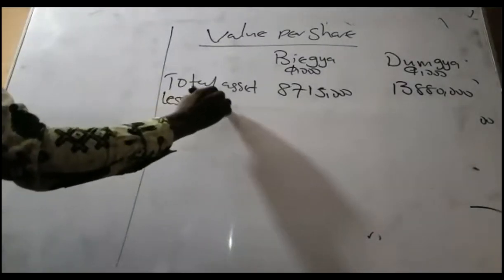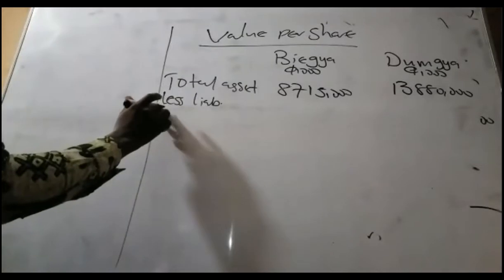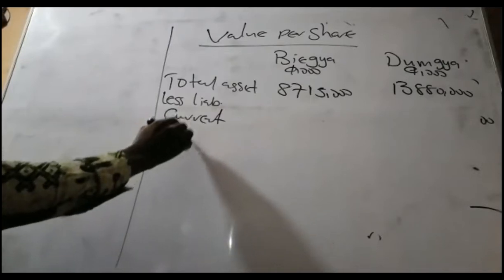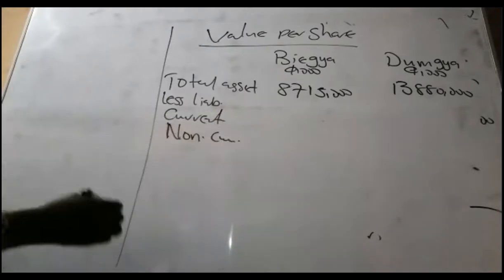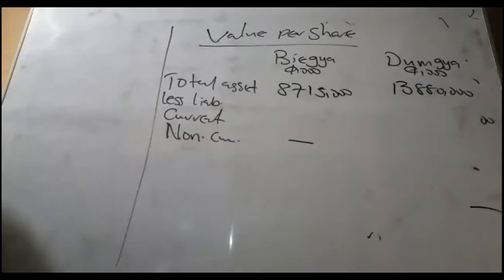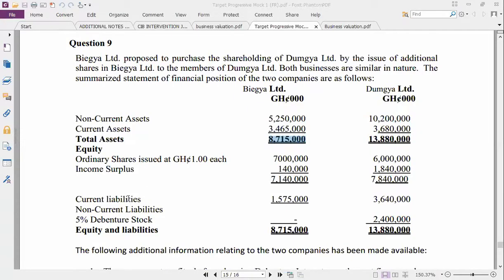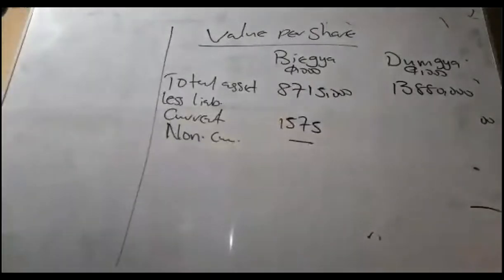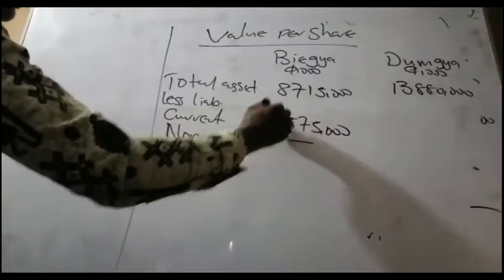The last one: the liabilities, all the liabilities. So you start with the non-current and current liabilities. Bija does not have a non-current liability, so I'll put a dash there. The current liabilities for the two: 1,575 for Bija, 1,575 and then the thousands like this.